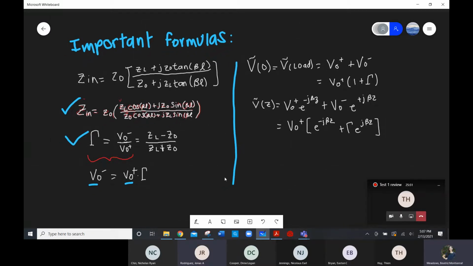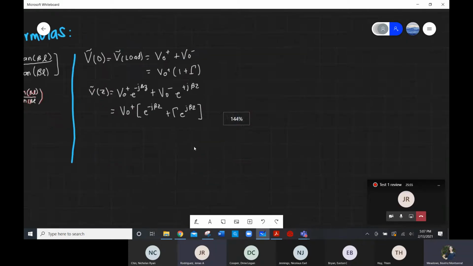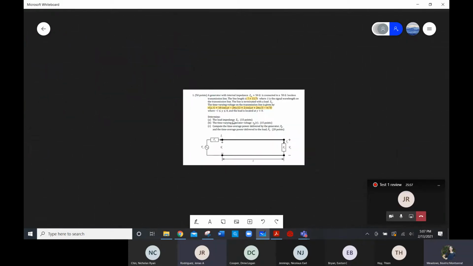That gamma is the reflection coefficient, right? That's right. Okay. So let's go ahead and start with problem one.